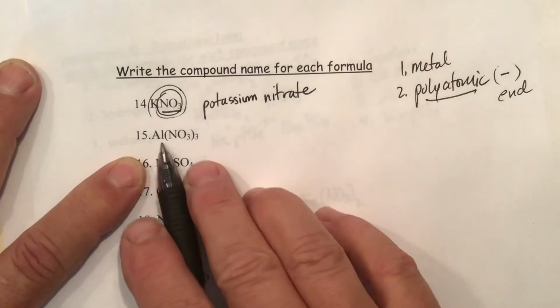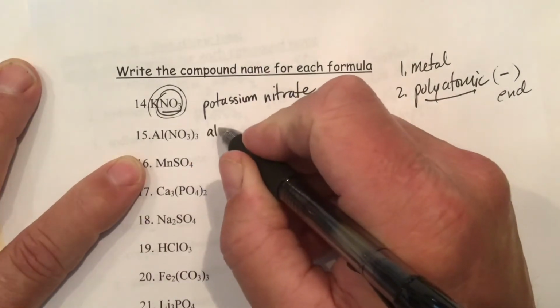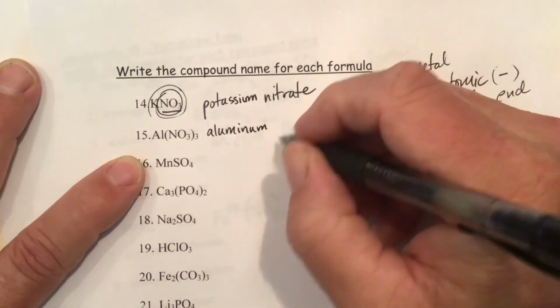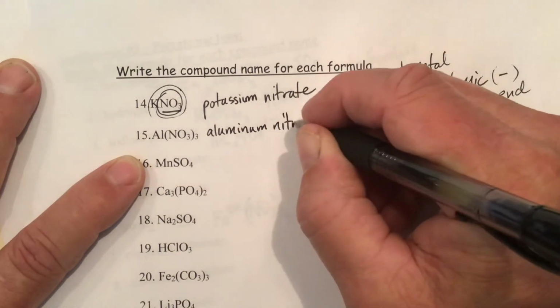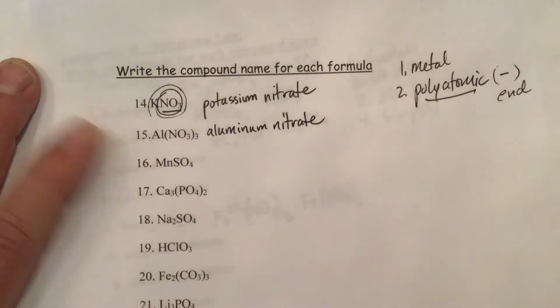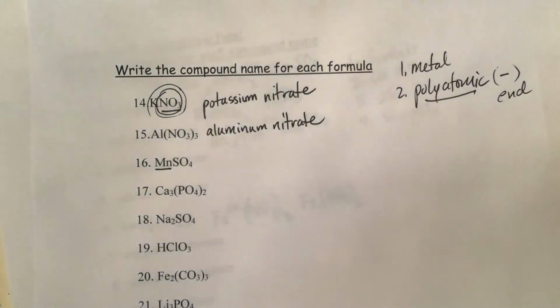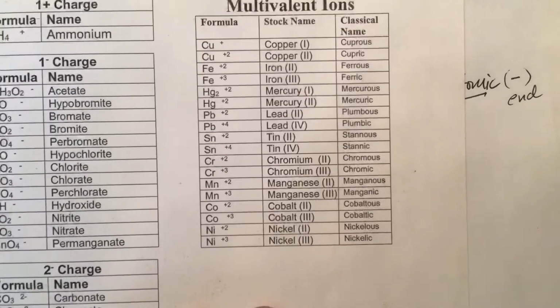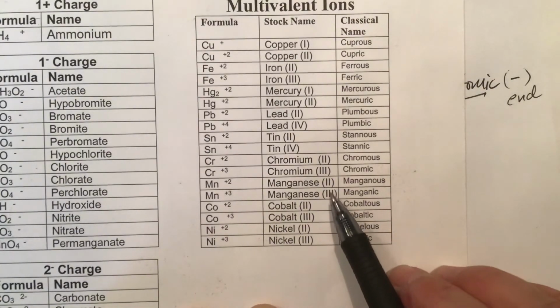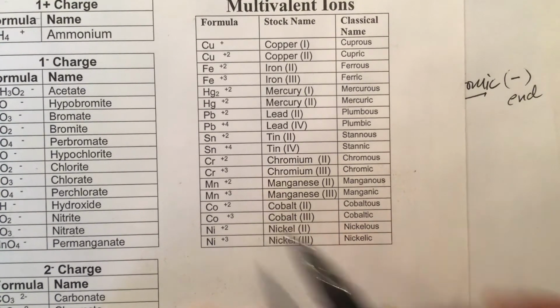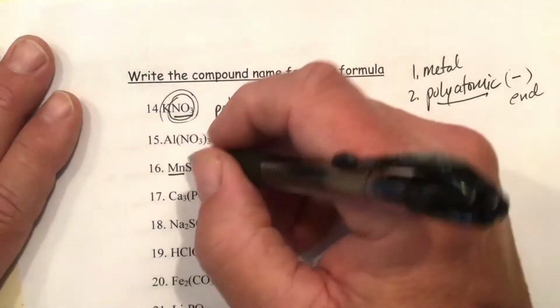Okay, number 15, Al, is aluminum. NO3 is still nitrate. That's it. Now, manganese, careful here. Manganese is multivalent. Manganese is going to need a Roman numeral. And so we need to know, is it manganese 2 or manganese 3?